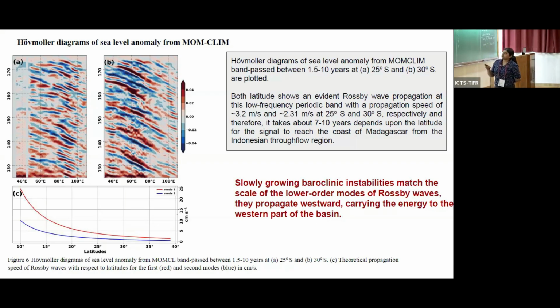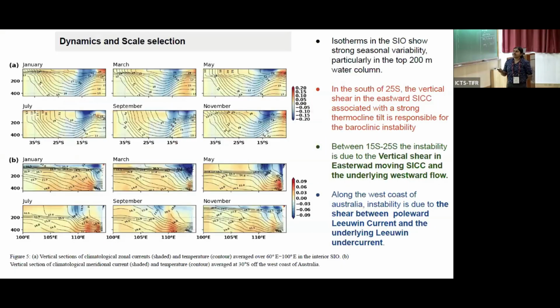Now we can say that in both latitudes there is an evident Rossby wave propagation, and the propagation speed of the Rossby waves calculated from this figure matches well with the theoretical propagation speed of the Rossby waves. And one more interesting thing is that at 25 degrees south, we can see that a strong Rossby wave propagation is in the east of 80 degrees east, whereas here it is in the west of 80 degrees east. This actually matches well with this figure.